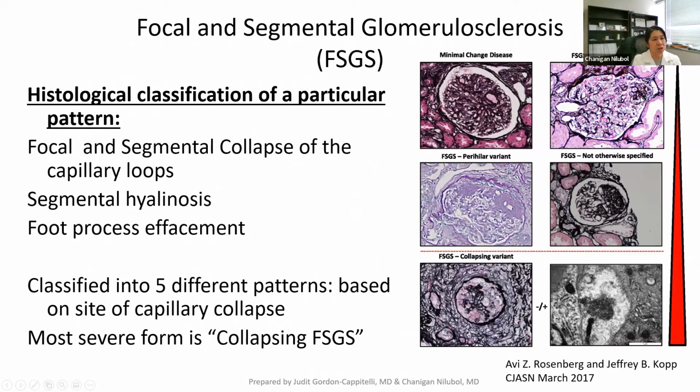Tip lesion, this is what you see when only some part of the glomeruli are affected at the tip, and this is the one that has the best prognosis. And then there are other kinds of FSGS that have been described, but the most severe one is the collapsing FSGS.